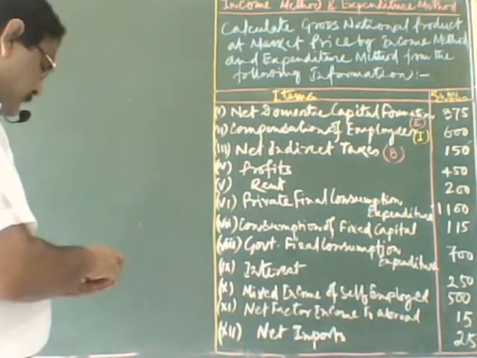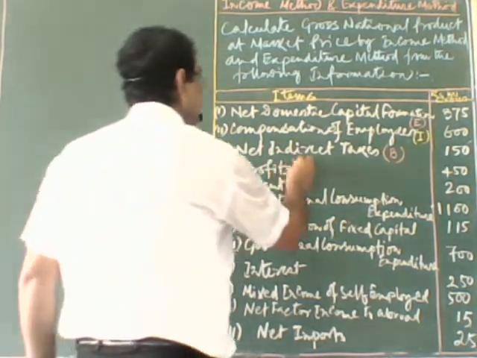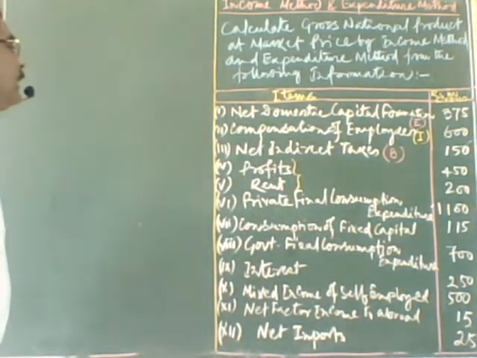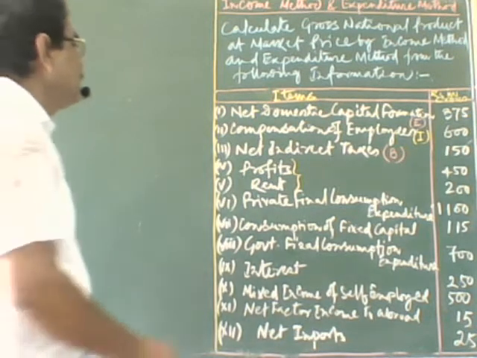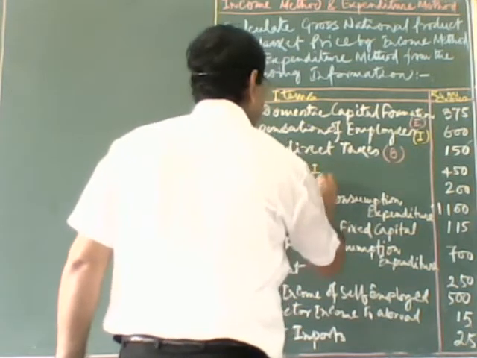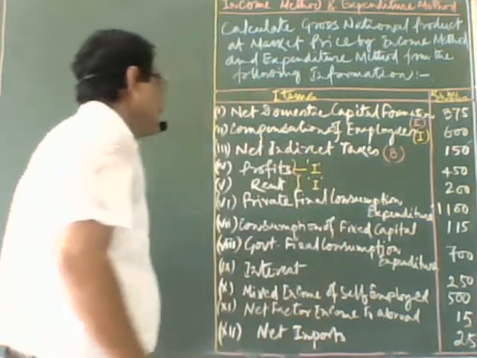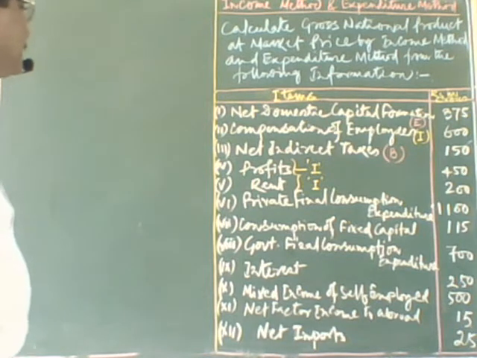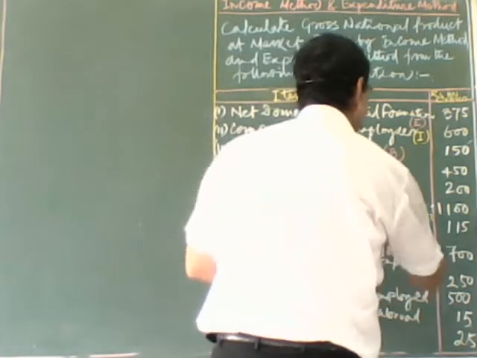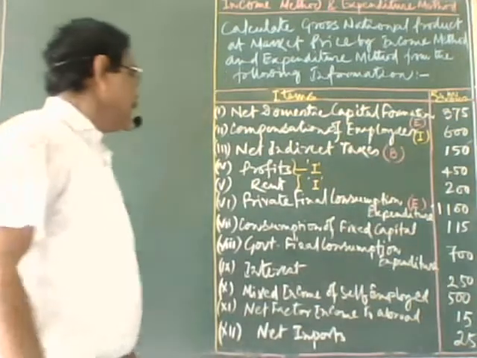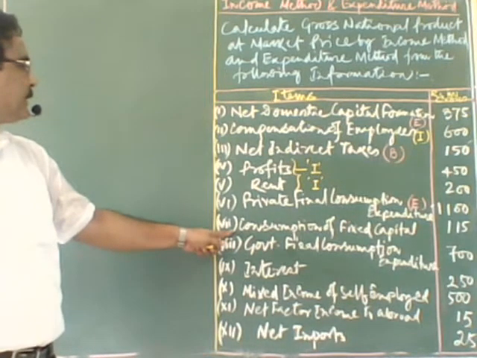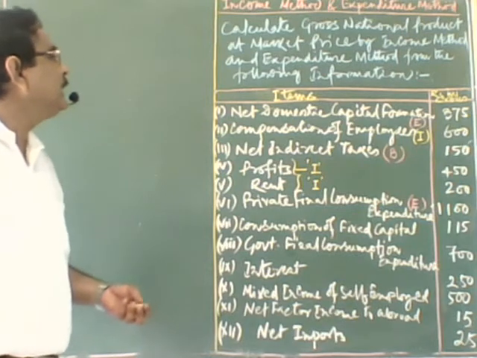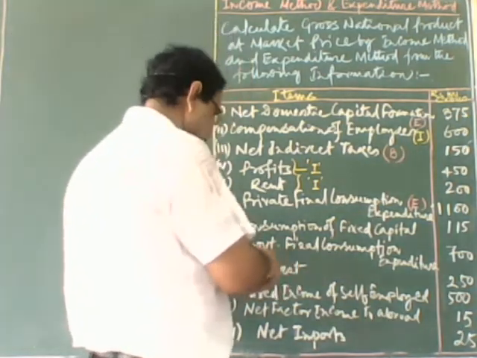Profit and rent, these two components are components of income method, so they will be marked by I. Number 6, private final consumption expenditure, is a component of expenditure method, so it will be marked by E. Number 7, consumption of fixed capital, that is called depreciation, is a bridging component, so it will be marked by B.